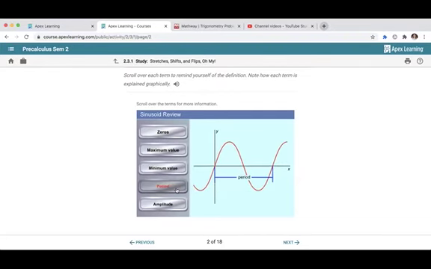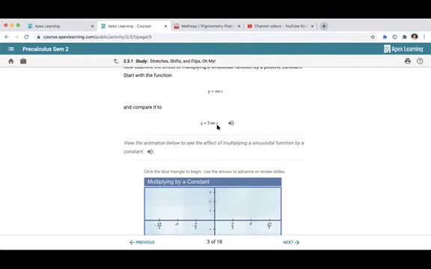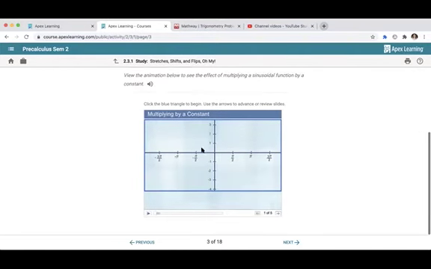All right. So if we look here, we started with this a little bit yesterday, but if we look here, we have sine of x versus 3 sine of x. So if we look at our function here, what happens when we multiply our entire function by a constant?